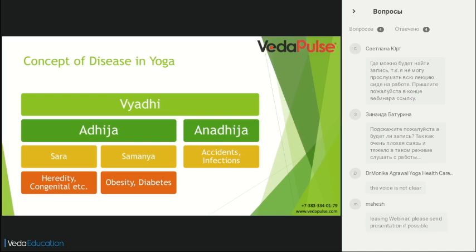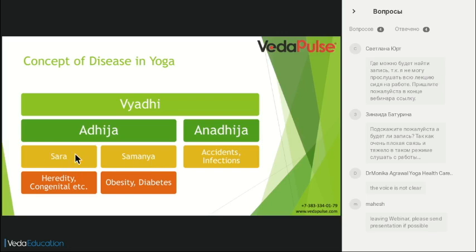Они включают в себя различные травмы, инфекции, те заболевания, которые не подразумевают стресс как первопричину. And on the other side, we have got the stress-borne problems, which can be classified into 2 types, which is called as Sara and Samanya. И второй тип – это адхиджа, те заболевания, которые включают в себя влияние стресса, и они, в свою очередь, тоже делятся на 2 – это сара и саманья.